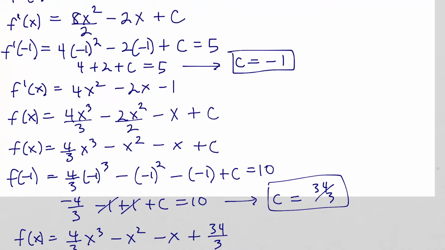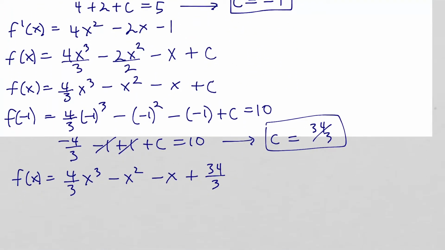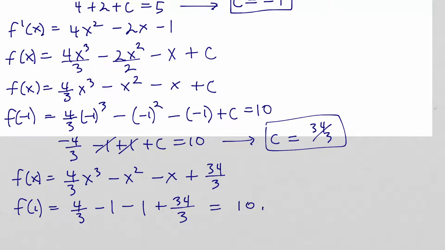And if we want to evaluate that function at 1, we'll be able to find f of 1. So f of 1 is equal to 4/3 minus 1 squared, which is 1, minus 1, plus 34 divided by 3. If we plug all that into the calculator to make it easy, we get 10.667. And that's what we were asked to find, f of 1.